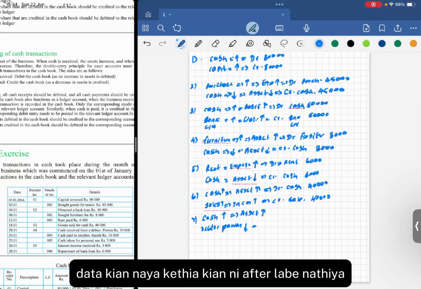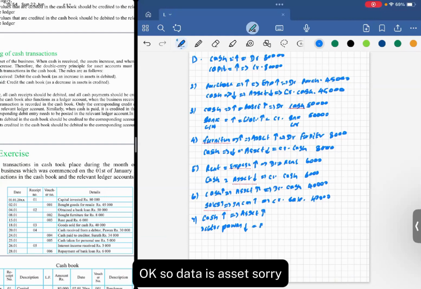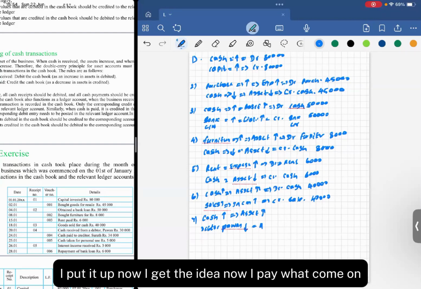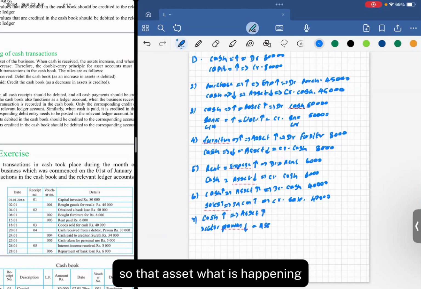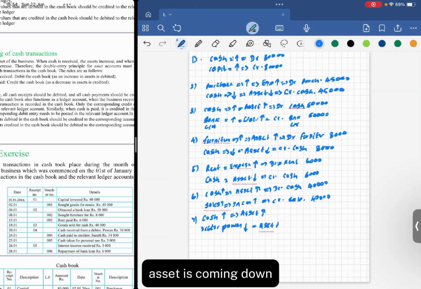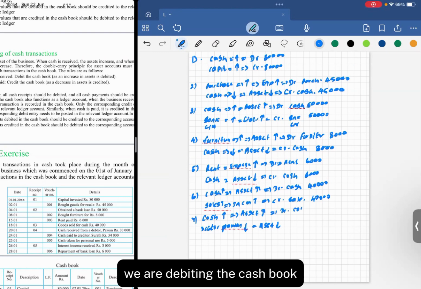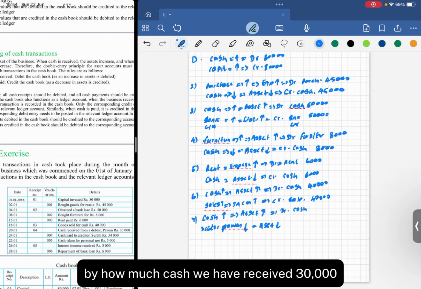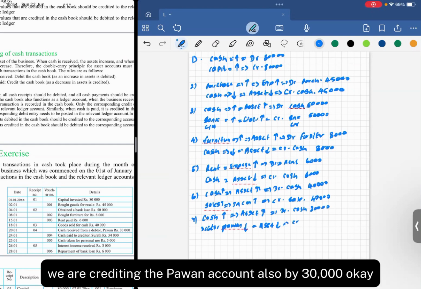And debtors are assets. Debtor, the amount receivable to us, is our asset. So debtors is an asset. That asset is coming down. When the cash asset balance is going up, we are debiting the cash book by how much cash we have received, 30,000. And here, we are crediting the Pawan account also by 30,000.